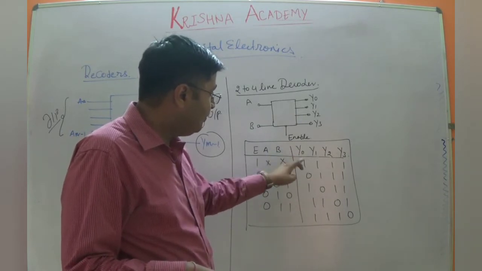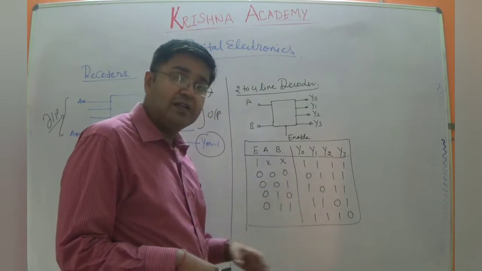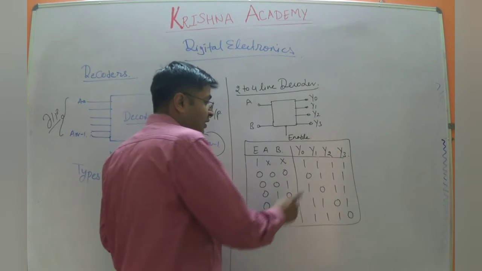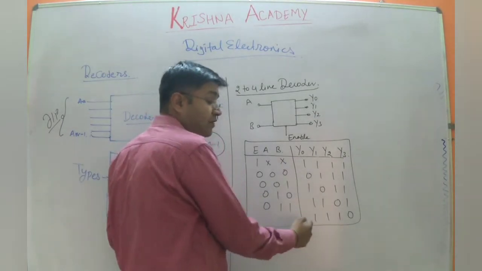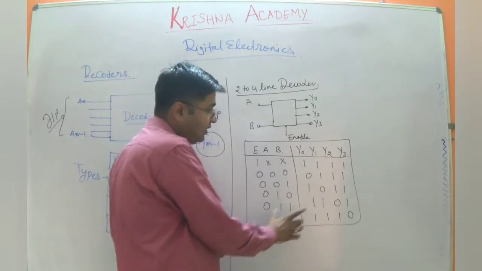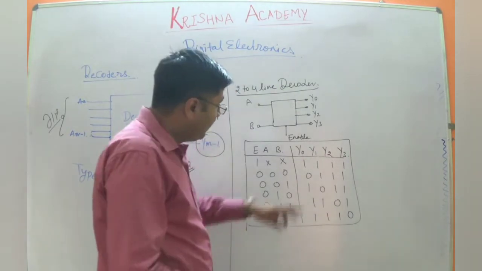So suppose you want to talk about this one, Y0, and you are talking about the POS form. It is quite simple. Other than this one, all are high in Y0. So we can derive the equation from this one. Again, we can do this for the sake of this one.